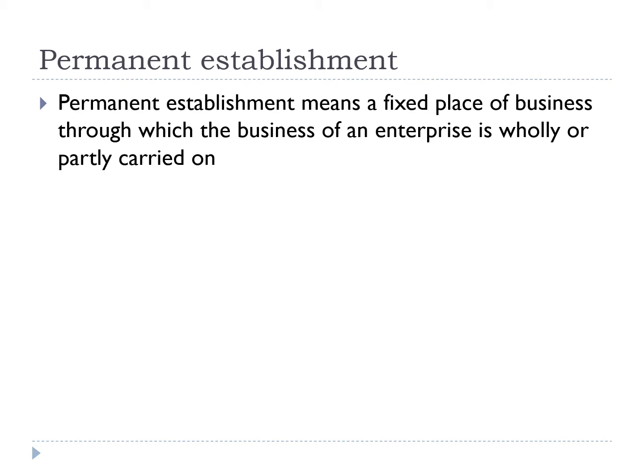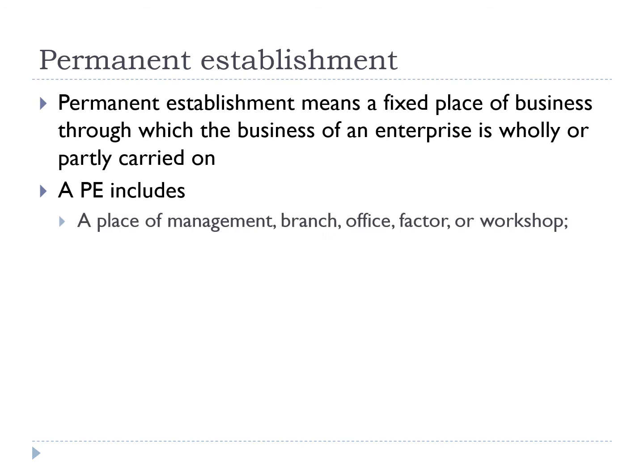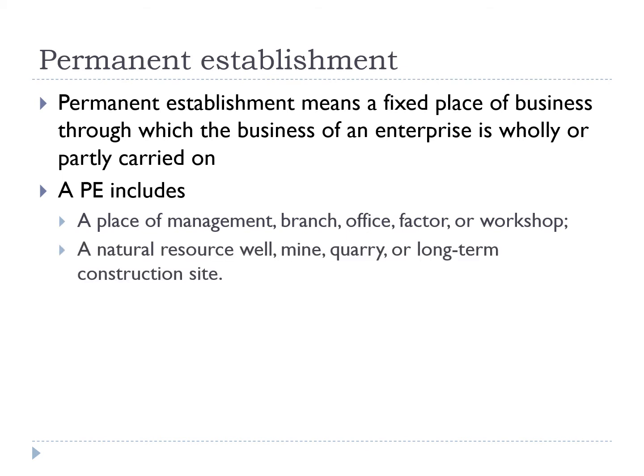A fixed location can include any type of business premise. A permanent establishment includes a place of management, branch, office, factory, or workshop. It also includes a natural resources well, a mine, quarry, or long-term construction site.